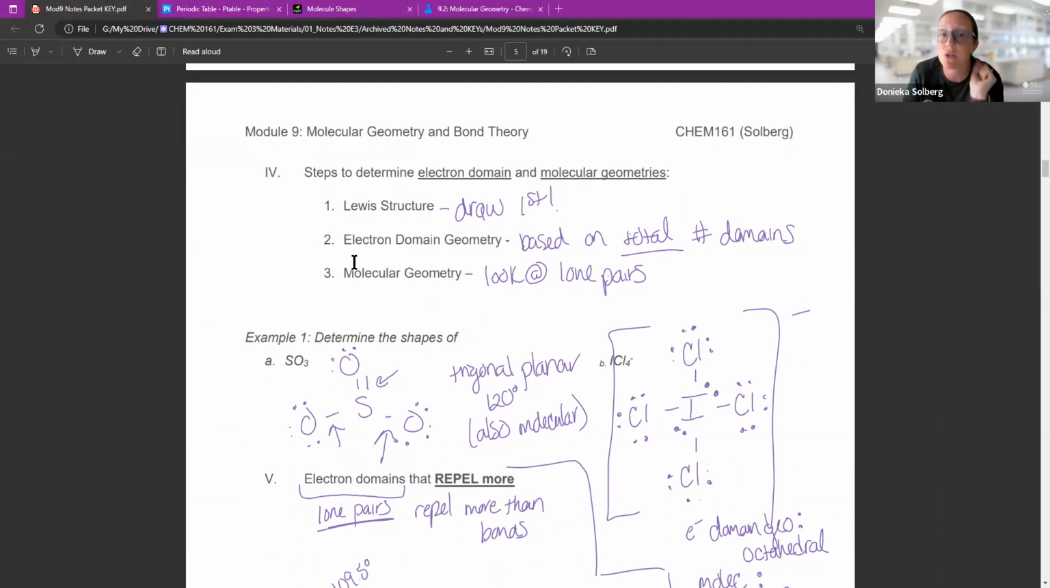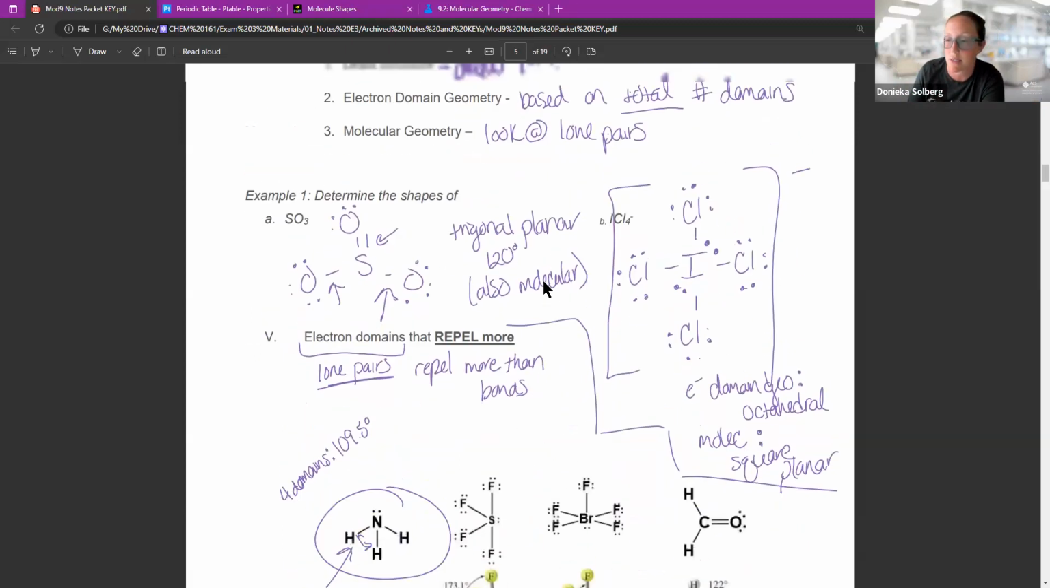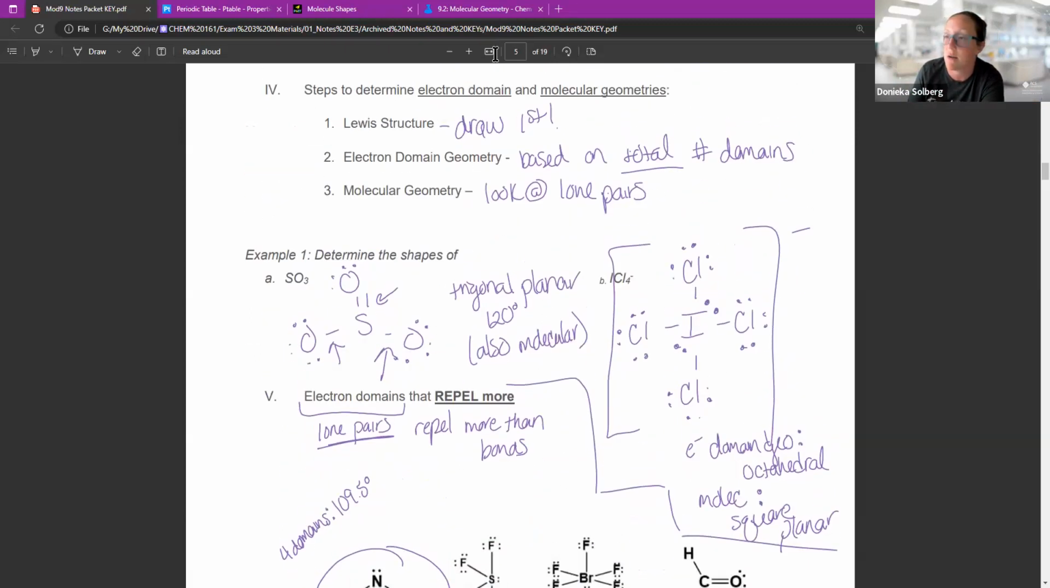Even if it's a multiple choice question on the exam, always draw it first. Okay. Then you can determine the electron domain geometry. Remember, that's based on the total number of domains. That tells you your angles, and then the molecular geometry. So that might be different, because if you have dots on the middle, then it's going to affect your shape. So you have a different molecular geometry than the electron domain geometry. Okay, so we're going to do a couple of these together. I'm actually going to pause this and erase this so we can do some together.